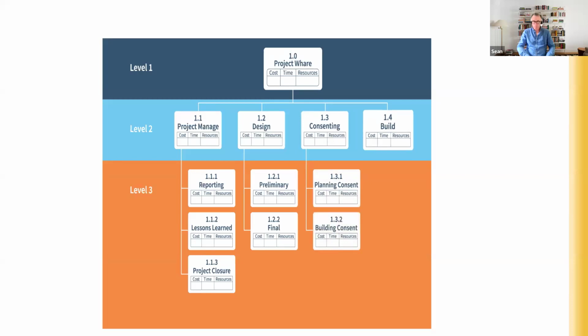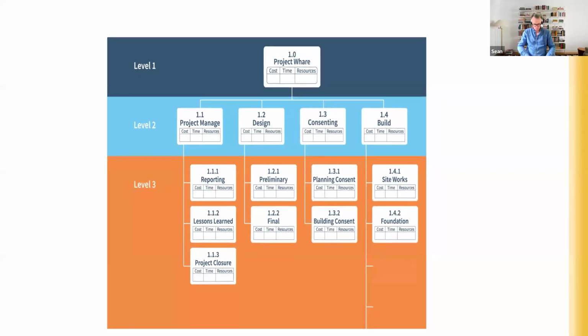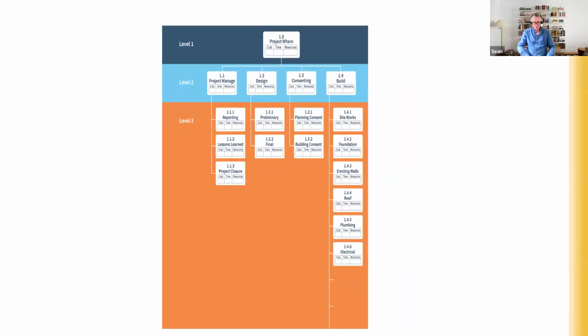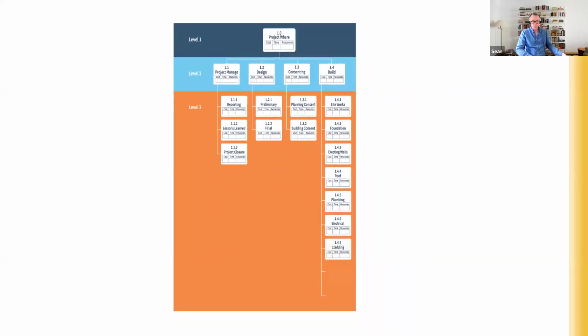Under the build element, we could break this down into the natural order of how our house is built. This could start with site works and excavation, then another element would be laying the foundation, then erecting the walls, erecting the roof, plumbing and electrical, exterior and interior cladding, and painting and carpet laying, for example.